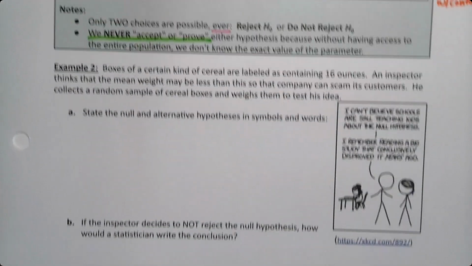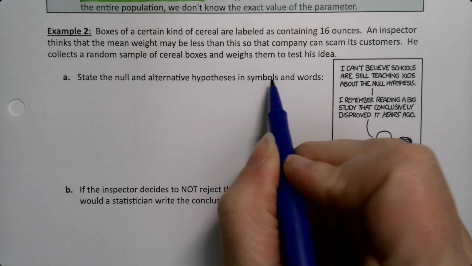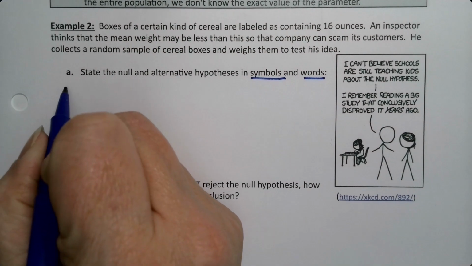All right, so let's see an example down here. Boxes of a certain kind of cereal are labeled as containing 16 ounces. An inspector thinks that the mean weight may be less than this so that the company can scam its customers. He collects a random sample of cereal boxes and weighs them to test his idea. So we start off with the null and alternative hypothesis, and it asks for them in both symbols and words. We've done this before a little bit, but let's do it again.